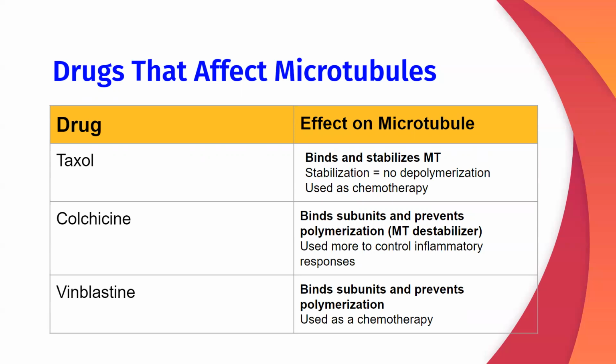Vinblastine we don't really talk about that much, but let's use Taxol for an example. Taxol is a chemotherapy drug. If we expose a cell to Taxol, it will bind and stabilize microtubules, and that means that they can't depolymerize anymore. So how could that be used as a chemotherapeutic agent? How could stabilized microtubules prevent or treat cancer?